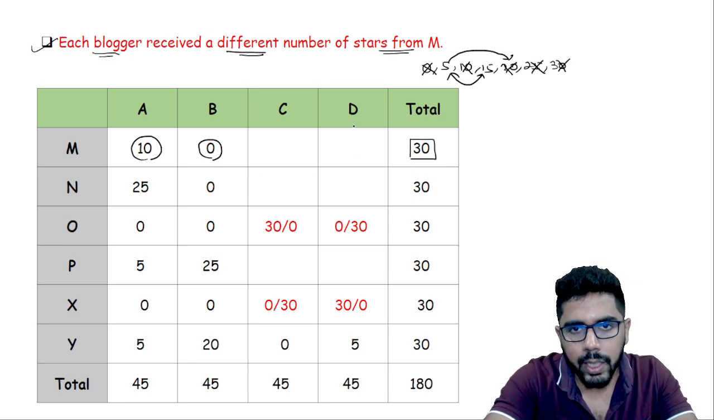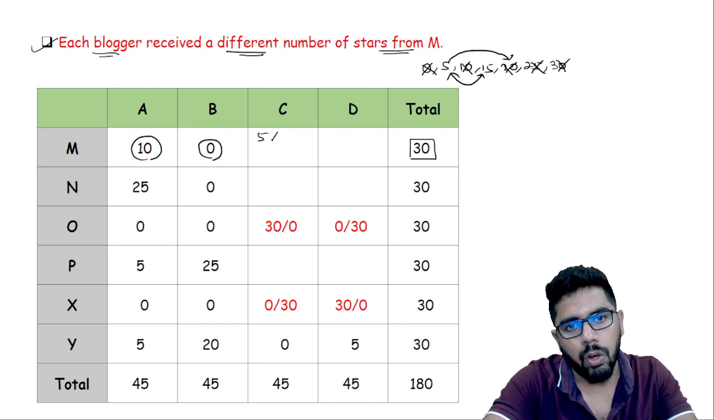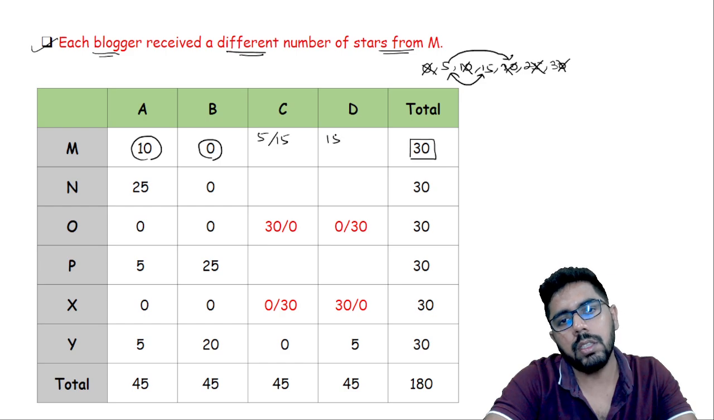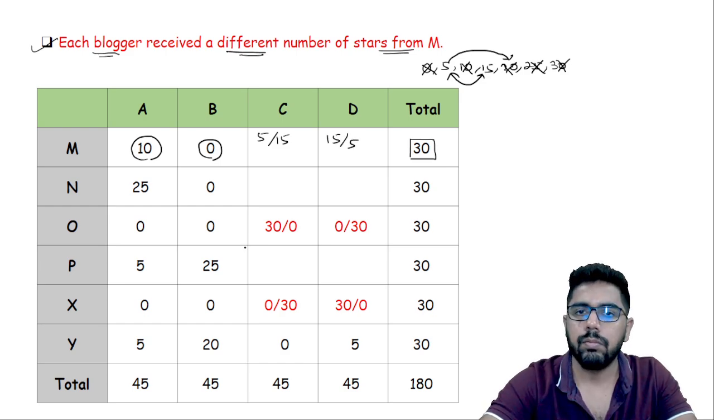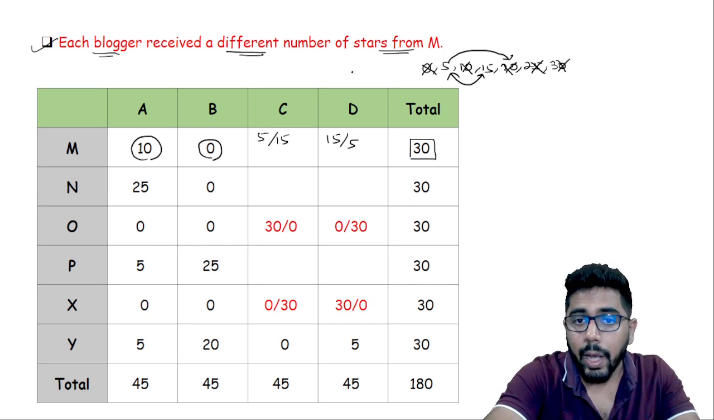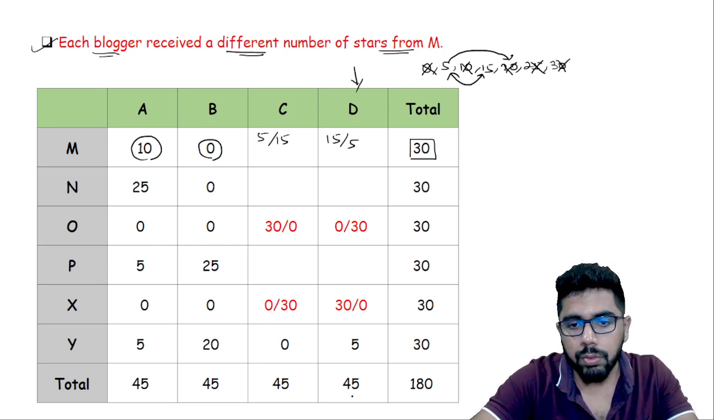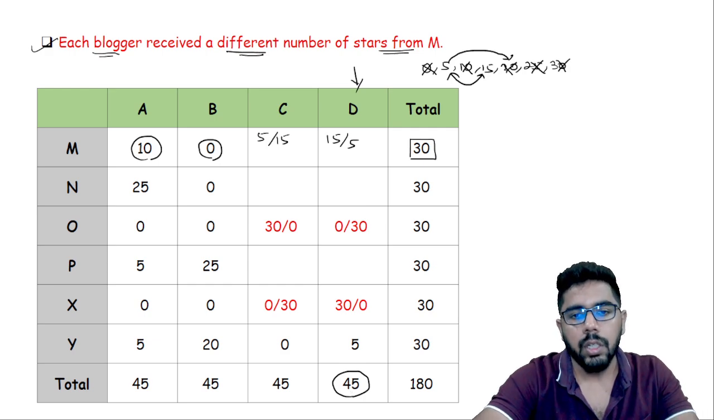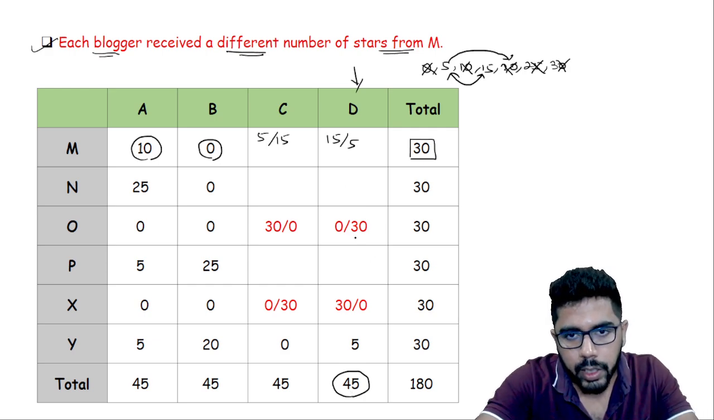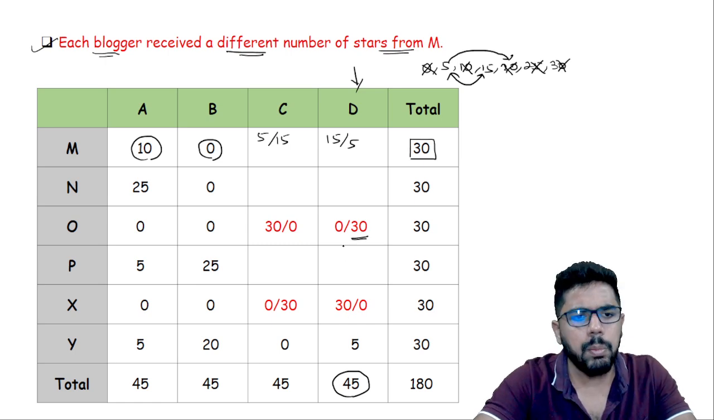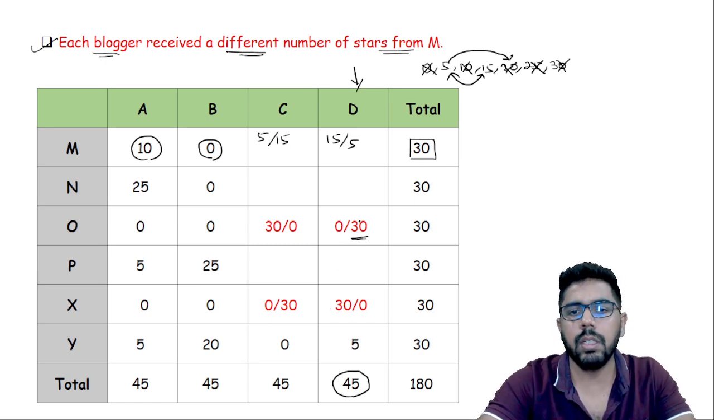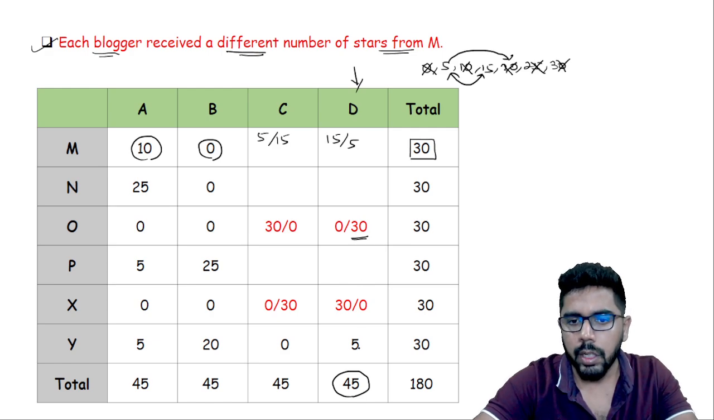Now look at this. This is either 5 or 15. Similarly, this is either 15 or 5. We know every blogger is going to have a total of 45 stars. If you look at D, D already has 30, maybe from O or from X, but D is definitely going to have 30 from one of them. D has 5.